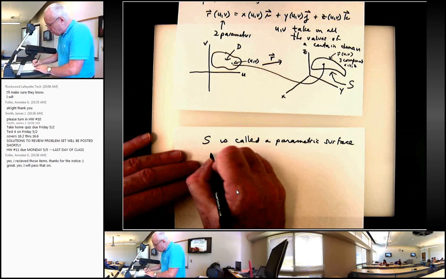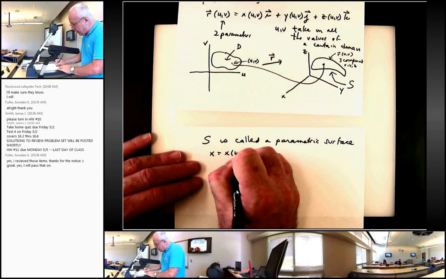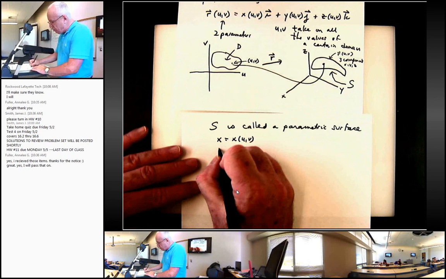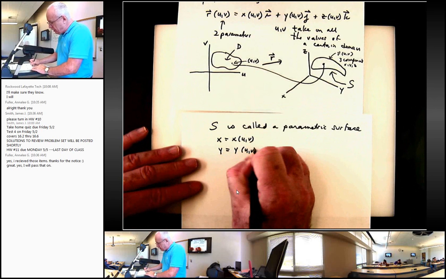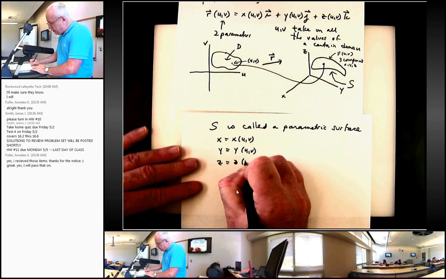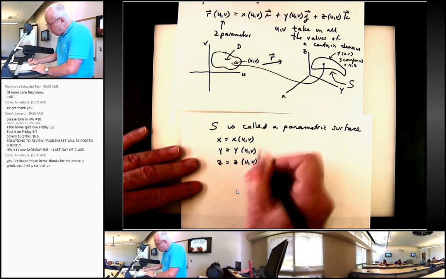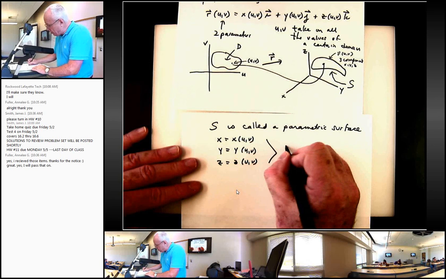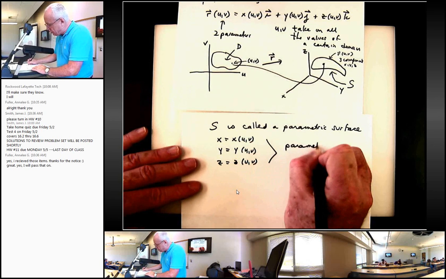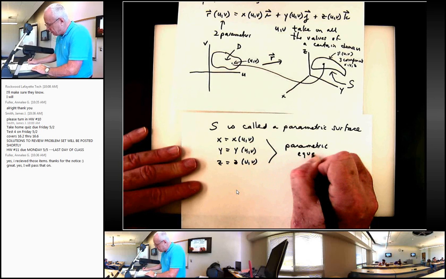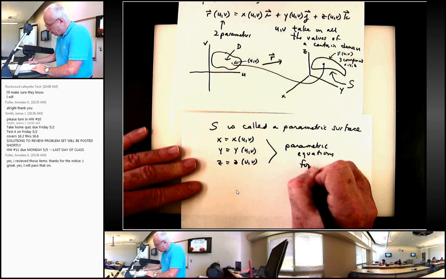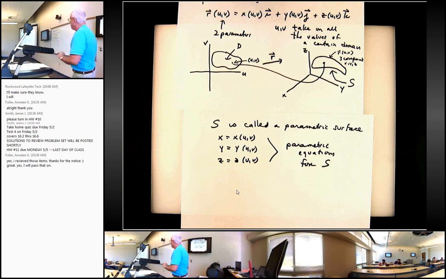And the 3 equations, X equals some function X of U and V, Y equals some function Y of U and V, Z equals some function Z of U and V, those are the parametric equations for S. Okay. So we have 3 sets of parametric equations.